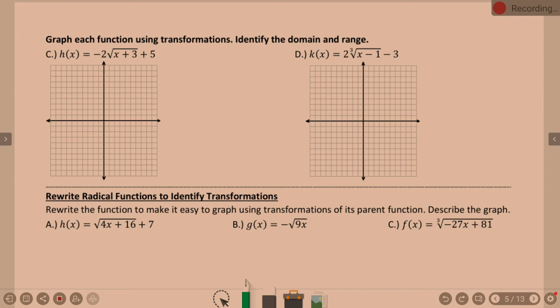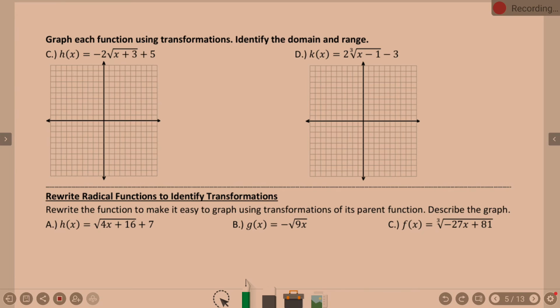Okay, now, I will say, hopefully these graphs look a little bit more difficult, because they are a little bit more difficult here. Okay, same directions: graph using the transformations, identify domain and range. So, let's start by talking about what you see on example C.